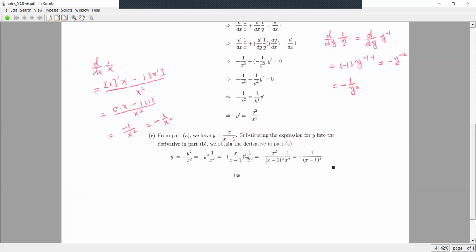Apply this square to the numerator and to the denominator. Then we have this equation. Cancel x squared from the top and from the bottom. Then we have this equation. This is the derivative from part A. Therefore, the derivative from part B is equal to the derivative from part A.